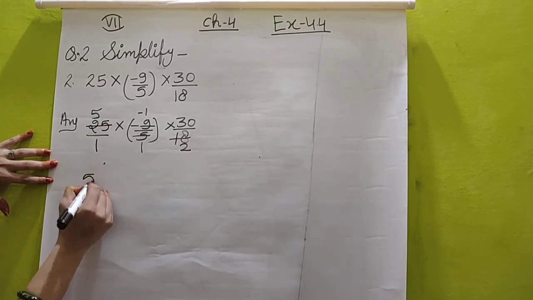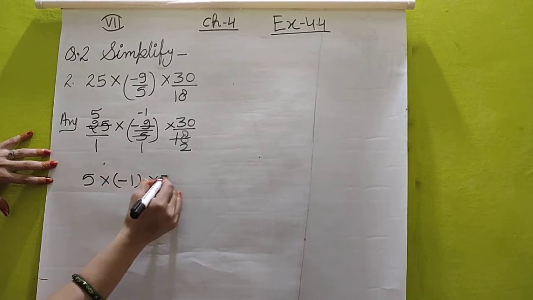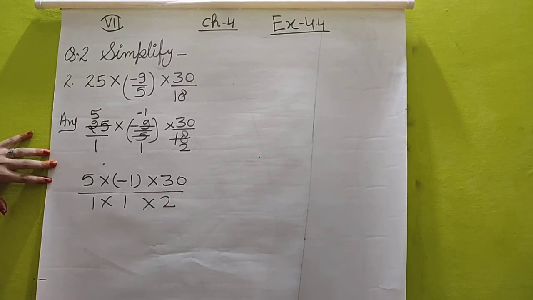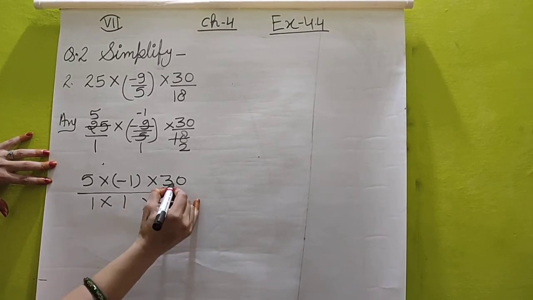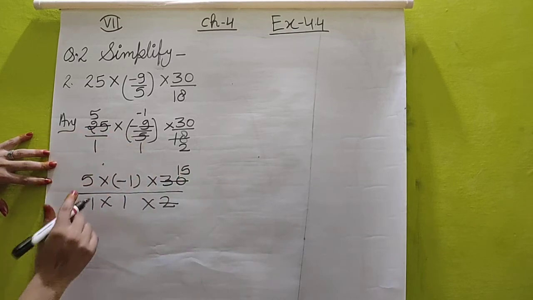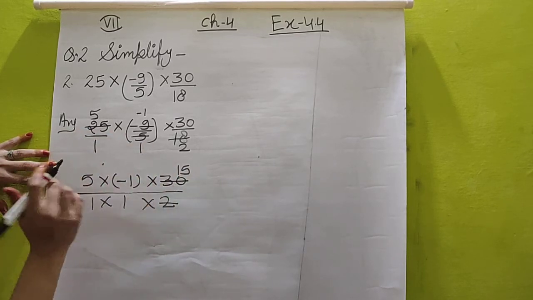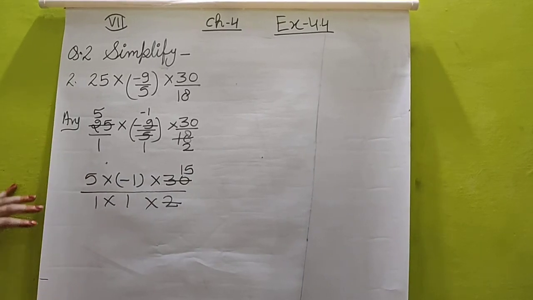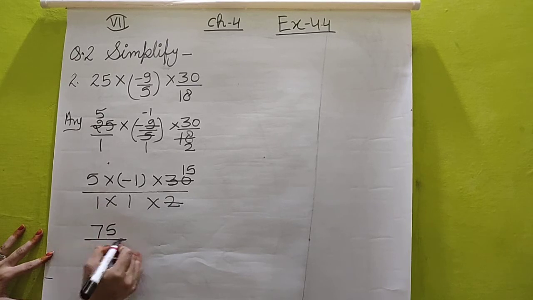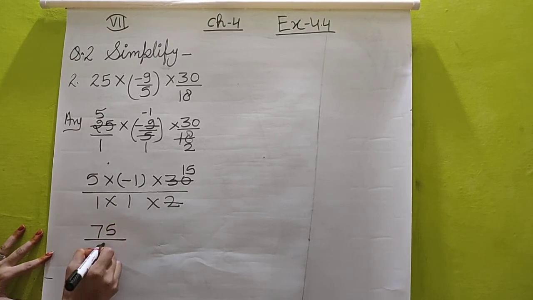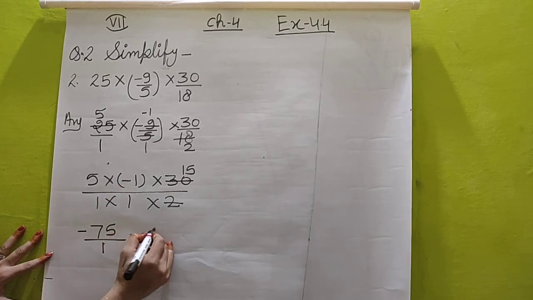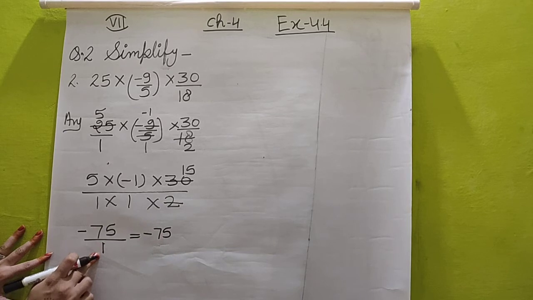Now students, 5 multiply minus 1 multiply 30, downside 1 multiply 1 multiply 2. Here 2 also can cut 30, by 15 times. Now I am going to multiply directly. 5 multiply 15, 5 15s are 75. Then downside, students, what will come? Only 1. Okay, and this minus sign will come as it is. So no need to write 1 as denominator. Your final answer will be minus 75.